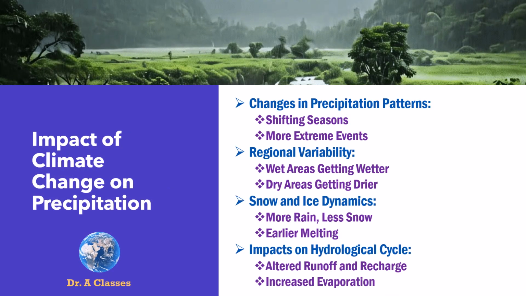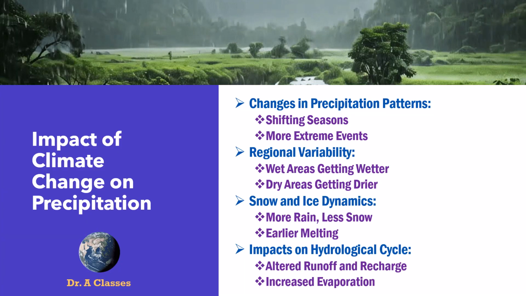Impact of climate change on precipitation. Climate change is reshaping Earth's rainfall pattern. Changes in precipitation pattern, increased intensity, warmer air holds more moisture leading to more intense rainfall events, often causing flash floods. Shifting seasons, the timing of precipitation is shifting. Some regions experience delayed monsoon or altered snow and rain season.